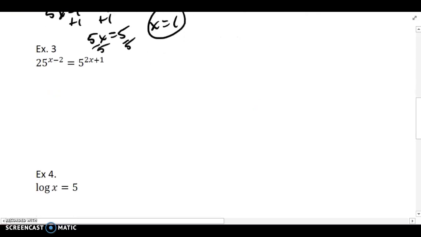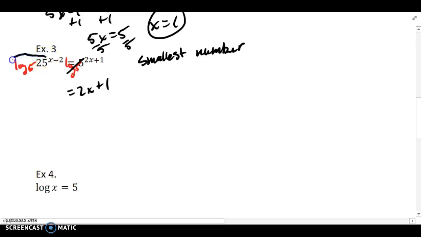Example 3, we have a 25 and a 5, but notice the bases and the powers are alone, so we're actually ready. We don't need to isolate anything. And we always do the log of the smallest number. That's what I like to do. Okay, so we're going to do the log of 5 to both sides because that's the smallest base. So we're going to do log 5 to both sides. That's going to cause those to cancel, so we're going to get 2x plus 1. And then we're going to solve this out.